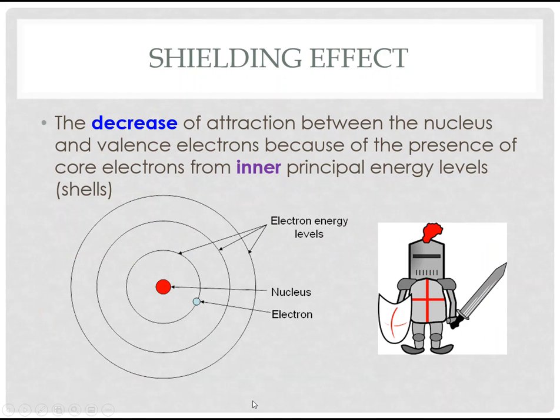So shielding effect, what is it? You're going to have to know the definitions of each trend too, like what is shielding effect? Shielding effect happens to be a decrease of attraction between the nucleus and valence electrons because of the presence of core electrons from inner principal energy levels. So it's really what we were just talking about here. We have here 3 energy levels. So this electron is a core electron, and it would shield one that would be out here in the 3rd energy level. So it would lessen the attractive force of the nucleus on this electron that would be out here in this particular energy level.